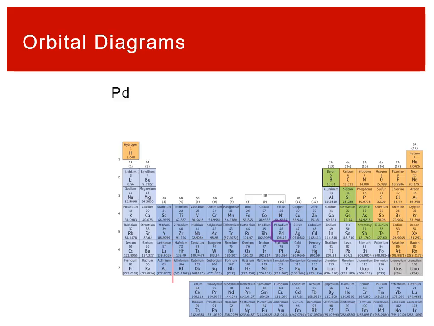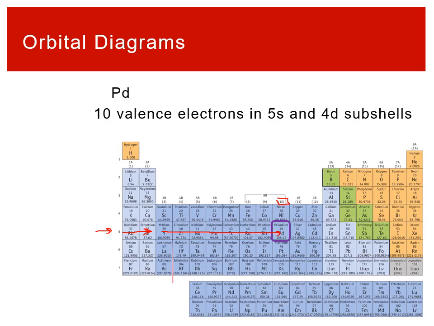PD, palladium. That is in my D block. I can see if I look right here that there are 10 valence electrons. I'm in period 5, so I know this is going to be the 5s. I have 2 in there, and then this is going to be 4d. I have 1, 2, 3, 4, 5, 6, 7, 8 of those. So 5s is going to have 2, and the 4d is going to have 8.